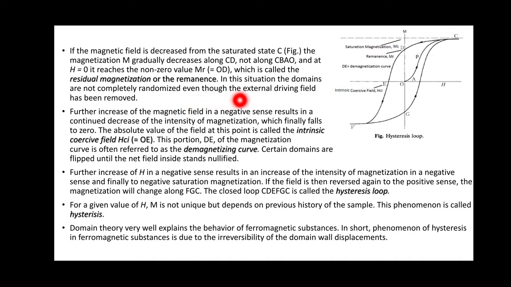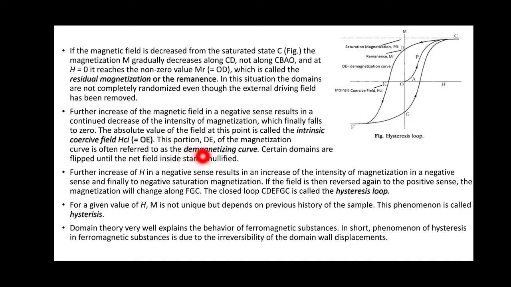Even though the external driving field has been removed, further increase of the magnetic field in the negative sense results in a continuous decrease of the intensity of magnetization, which finally falls to 0. The absolute value of the field at this point is called the intrinsic coercive field. It is not the same as the coercive field because that is with the B versus H curve. I am here explaining the M versus H curve.